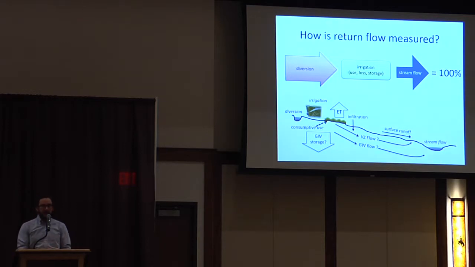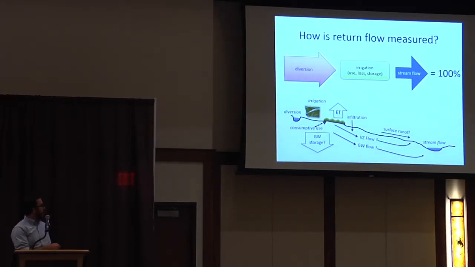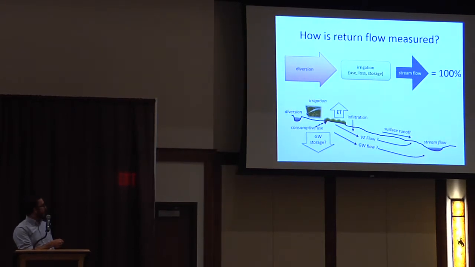And so how do we actually measure this? Well, what we want to do is a water budget. This is not conceptually that complicated. We measure what's diverted. Some of it's used in irrigation, some of it's lost to groundwater, some of it's lost to the evapotranspiration component, and some of it's stored for a longer amount of time. And then we measure the stream flow at the bottom of the watershed. And this should add up to 100%. If we know where all the water went, then we should just get 100% at the end.